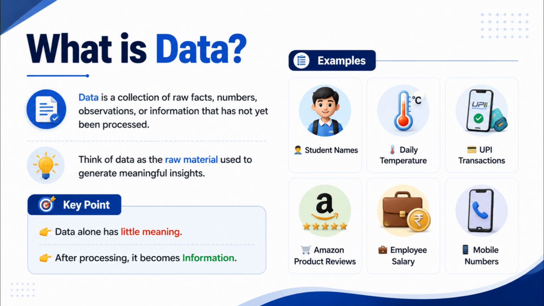For example, student names, daily temperature readings, UPI transactions, Amazon product reviews, employee salaries, and mobile numbers are all forms of data. If I just show you a list of mobile numbers or salaries, they don't tell you much, they're just raw values. But once we organize, process, and analyze them, they start making sense and become meaningful information. And that's exactly where data analytics begins. So, always remember this simple idea: data is the raw material, and information is the finished product created from it.